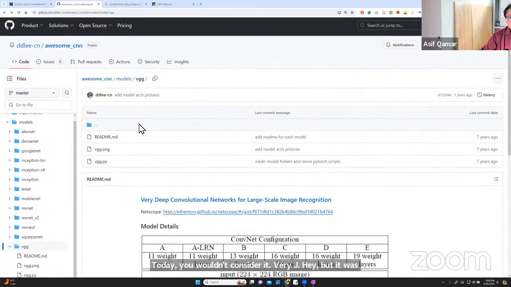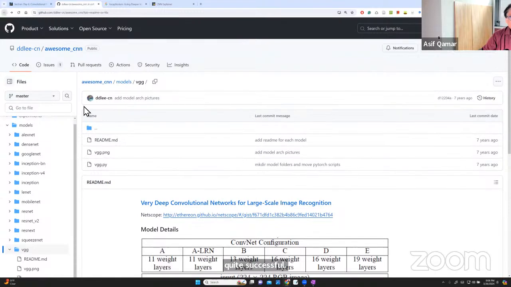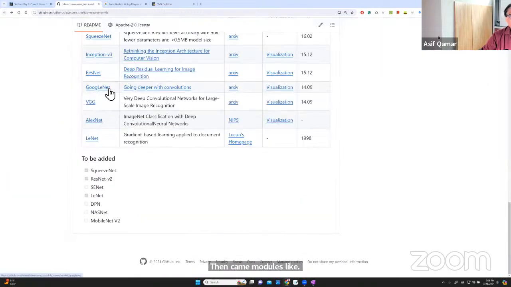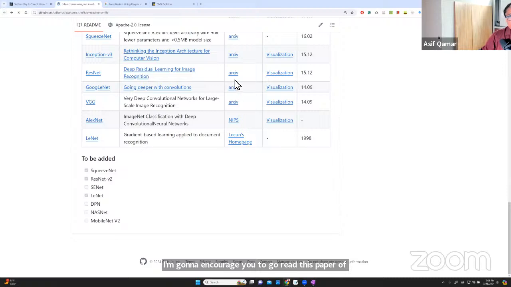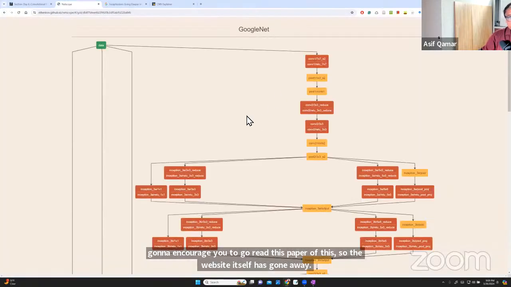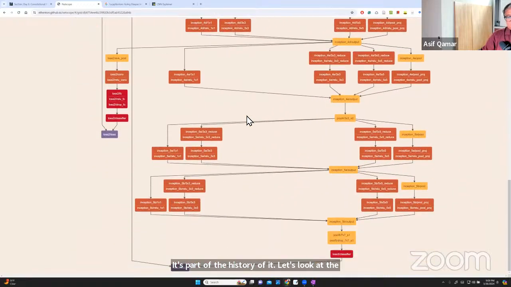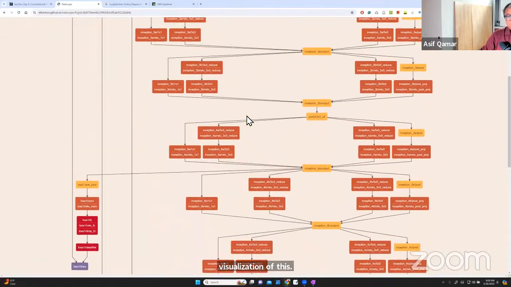Then after VGG came GoogleNet, Google's variant on deep networks. Look at the heading of the paper, Going Deep with Convolutions. It's a very interesting paper. I would encourage you to go read it. Oh, the website itself has gone away. It's part of the history of it. Let's look at the visualization of it. Wow. Guys, does it look deep enough?